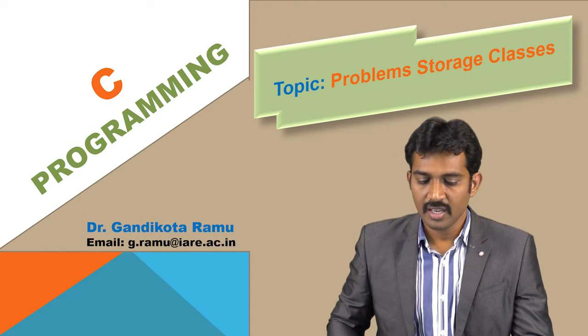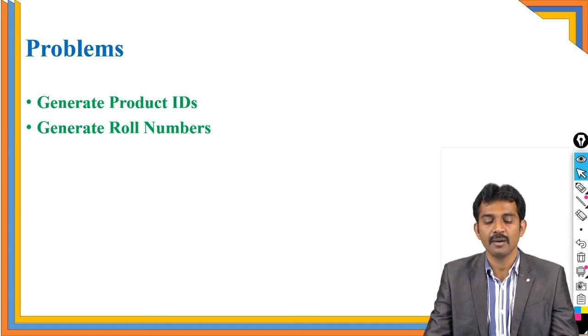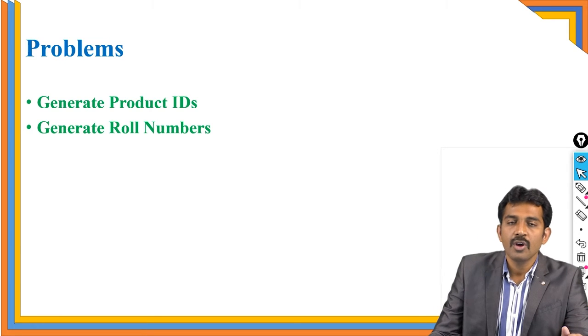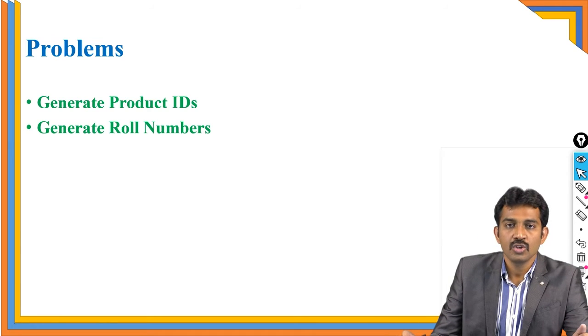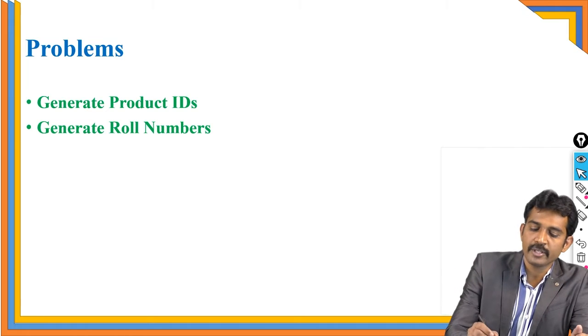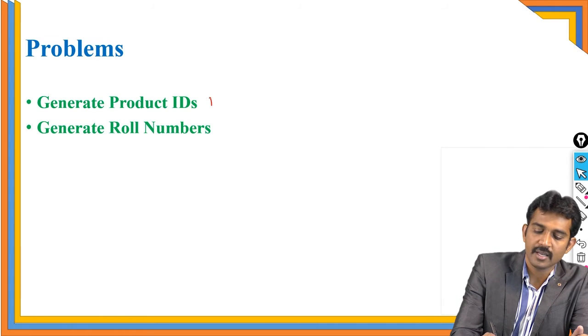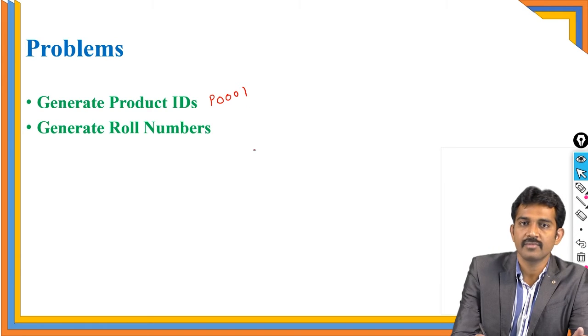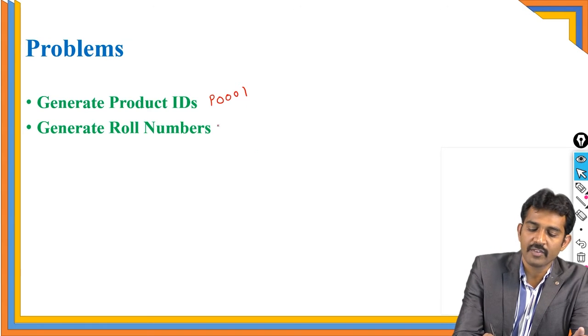For example, today we are going to generate the product IDs. For example, we have n products. So each product requires a unique number. Yes or no? For example, the product number is like this: P with three zeros, it will start like this. As well as the roll number. For example, roll number, right? Roll number also starts with, for example, you can consider our college roll number.